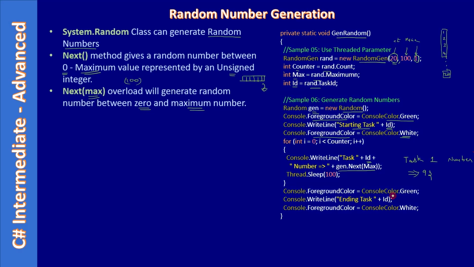So once again we are changing the foreground color of the console window to green, then we are stating ending task ID, then we are setting the color back to white. So in this example we will be running this under a single thread. We are not going to create any task. So you will definitely see starting task in green, all the random number generation in white, then ending task in green.